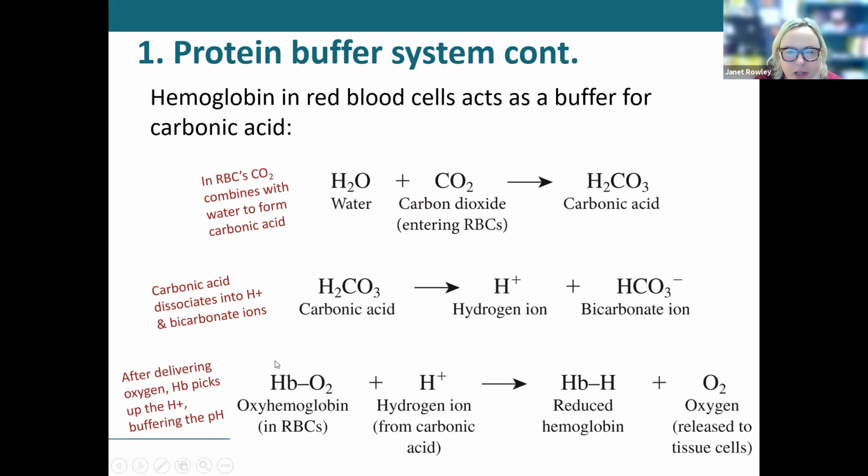So now we've got a lot of hydrogen ions, which we don't want. So here comes hemoglobin. It's bringing the oxygen, so it's oxyhemoglobin, and it's going to deliver the oxygen. After delivering the oxygen, the hemoglobin picks up the excess H plus, and that helps to buffer the pH. So the hemoglobin delivers the oxygen right here, and it then can bond with the hydrogen, and now it restores that pH.